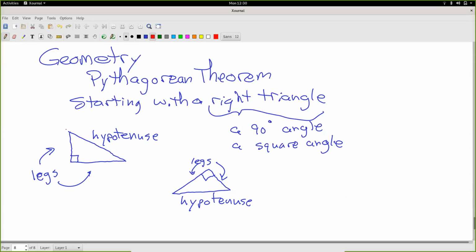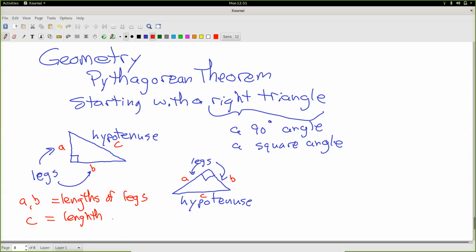The legs are usually given the letters A and B, and it doesn't matter which is which. So over here, maybe that's A and that's B. It's not necessarily that A is the bigger one or the smaller one. It's just one leg is called A and the other leg is called B. And the hypotenuse is usually given the letter C for its length, okay? So A and B are the lengths of the legs. And C is the length of the long side, the hypotenuse.